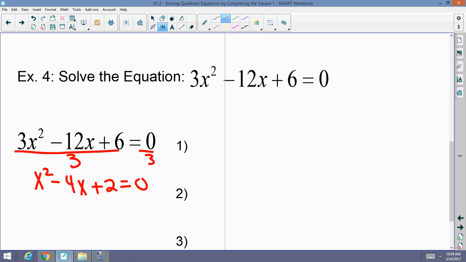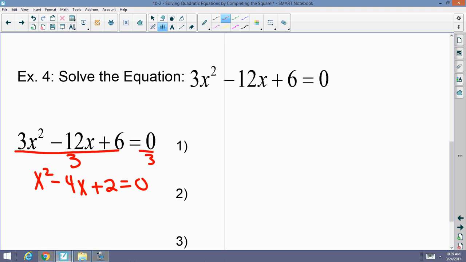Now, is this factorable? What times what is 2, but when added I think is negative 4? 2 times 2 is not 2. Negative 2 times 2 is not negative 2 either. So no, the answer is you cannot factor this, okay?